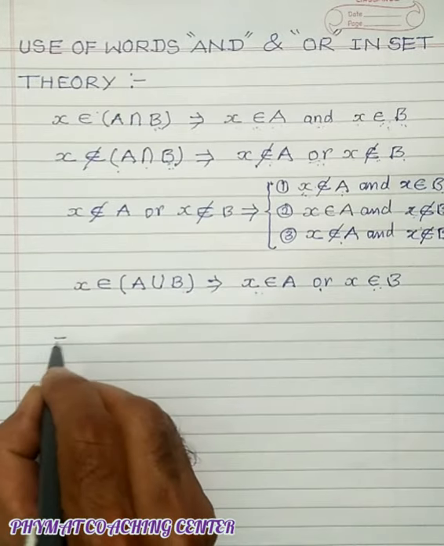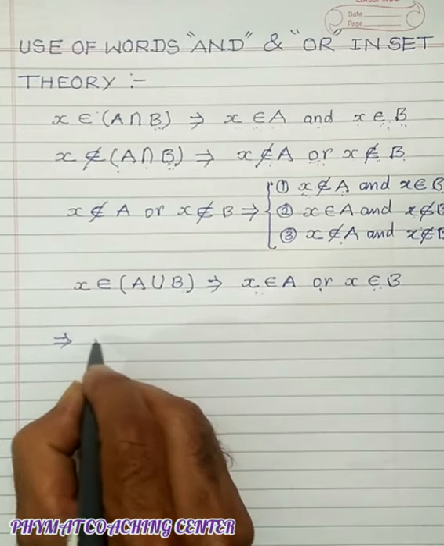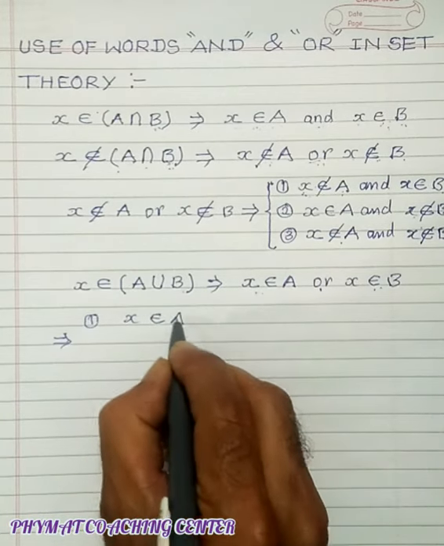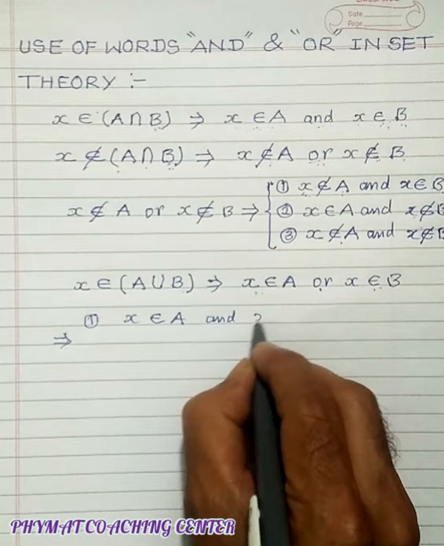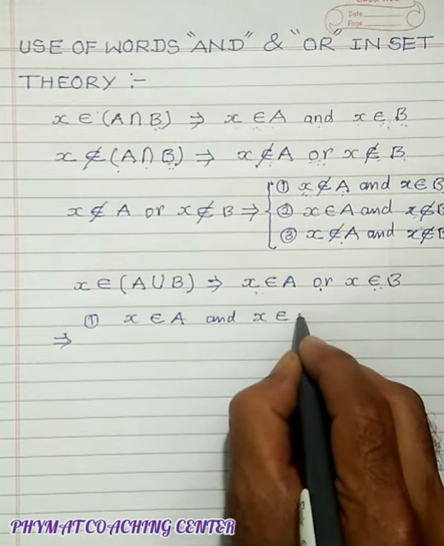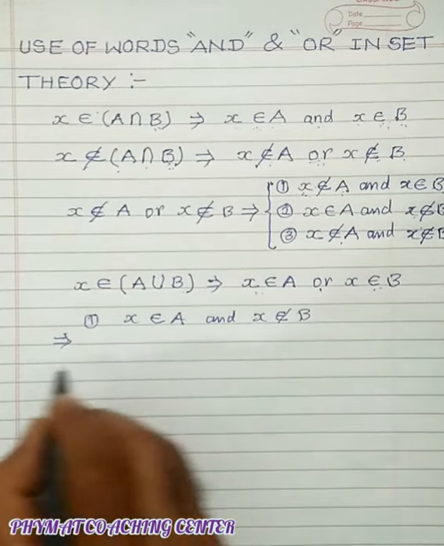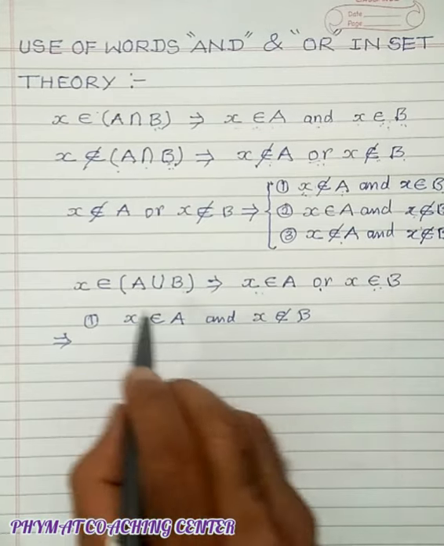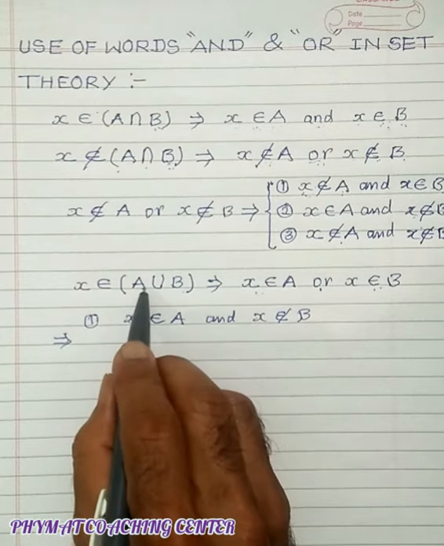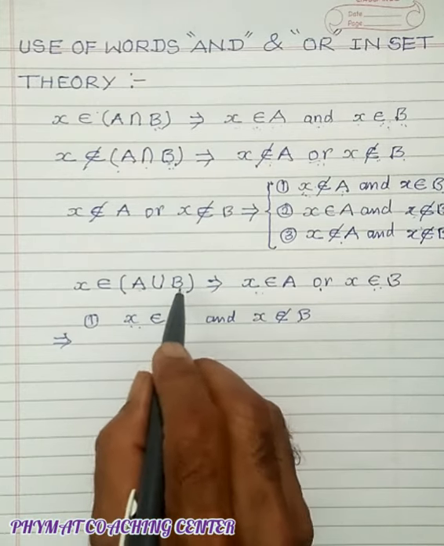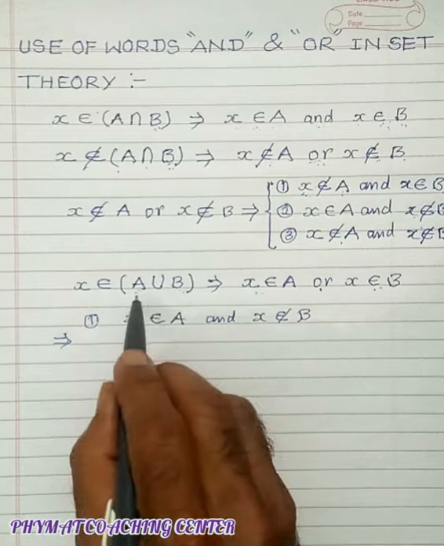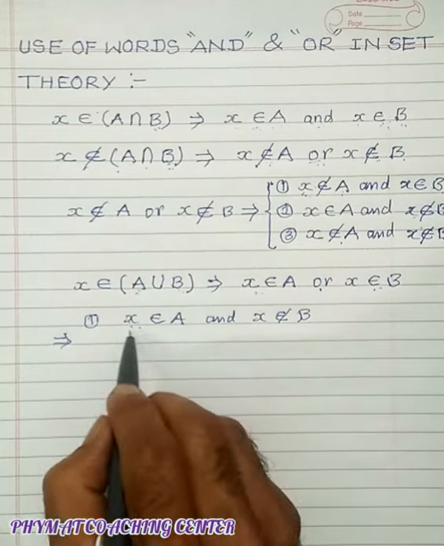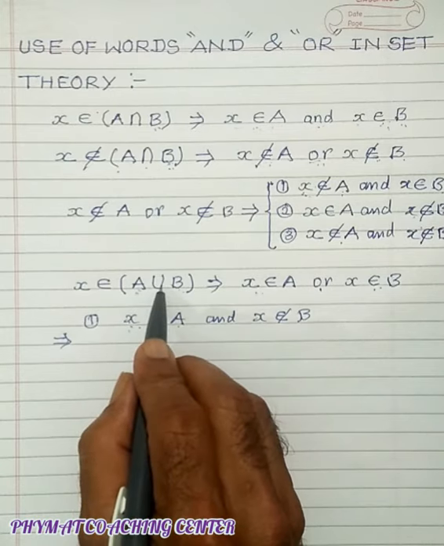Again, this statement implies that first, x belongs to A and x does not belong to B. If x belongs to A and x does not belong to B, then x will be a member of A union B, because A union B is defined as the combination of members of A and B. Therefore, if x is a member of A, then it will be a member of A union B.